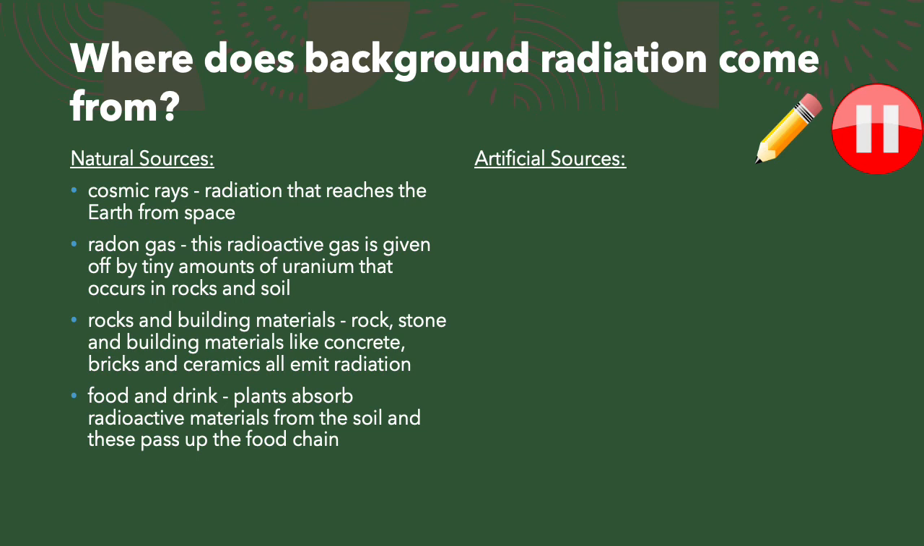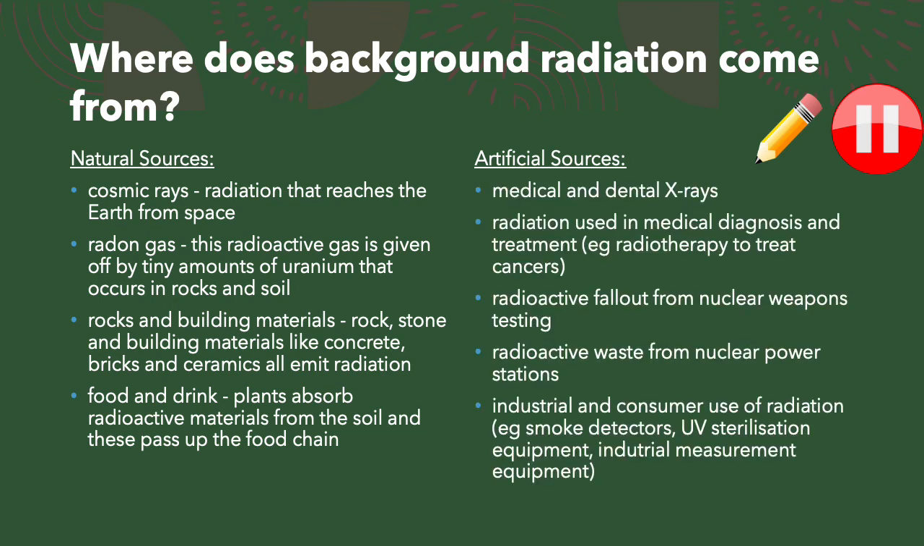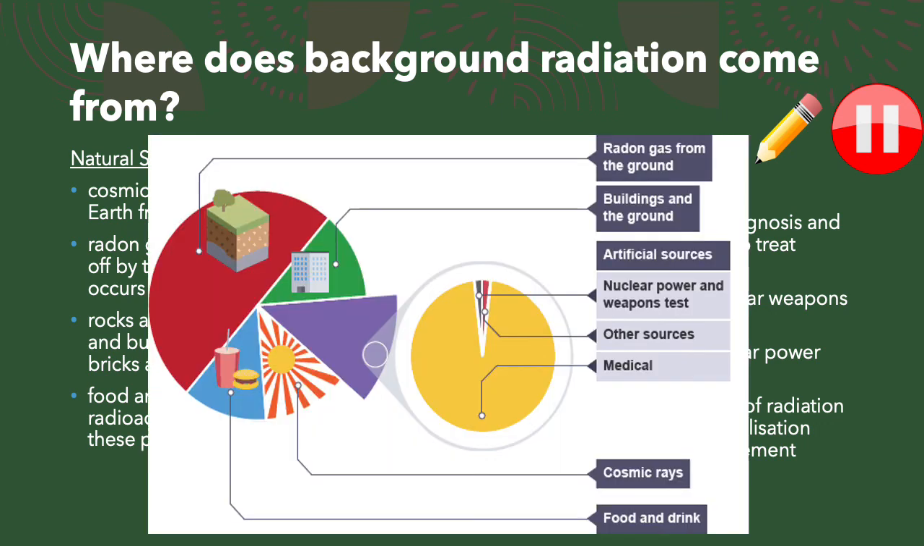Some of the artificial sources, medical sources and dental x-rays, things like that, in medical diagnosis and treatment, some radioactive fallout from nuclear weapons testing, radioactive waste from nuclear power stations, and some industrial and consumer use of radiation, such as in your smoke detectors and sterilization of equipment and things like that. Again, important that you know some of these natural sources and artificial sources, so you might want to pause again here and take a note of that.